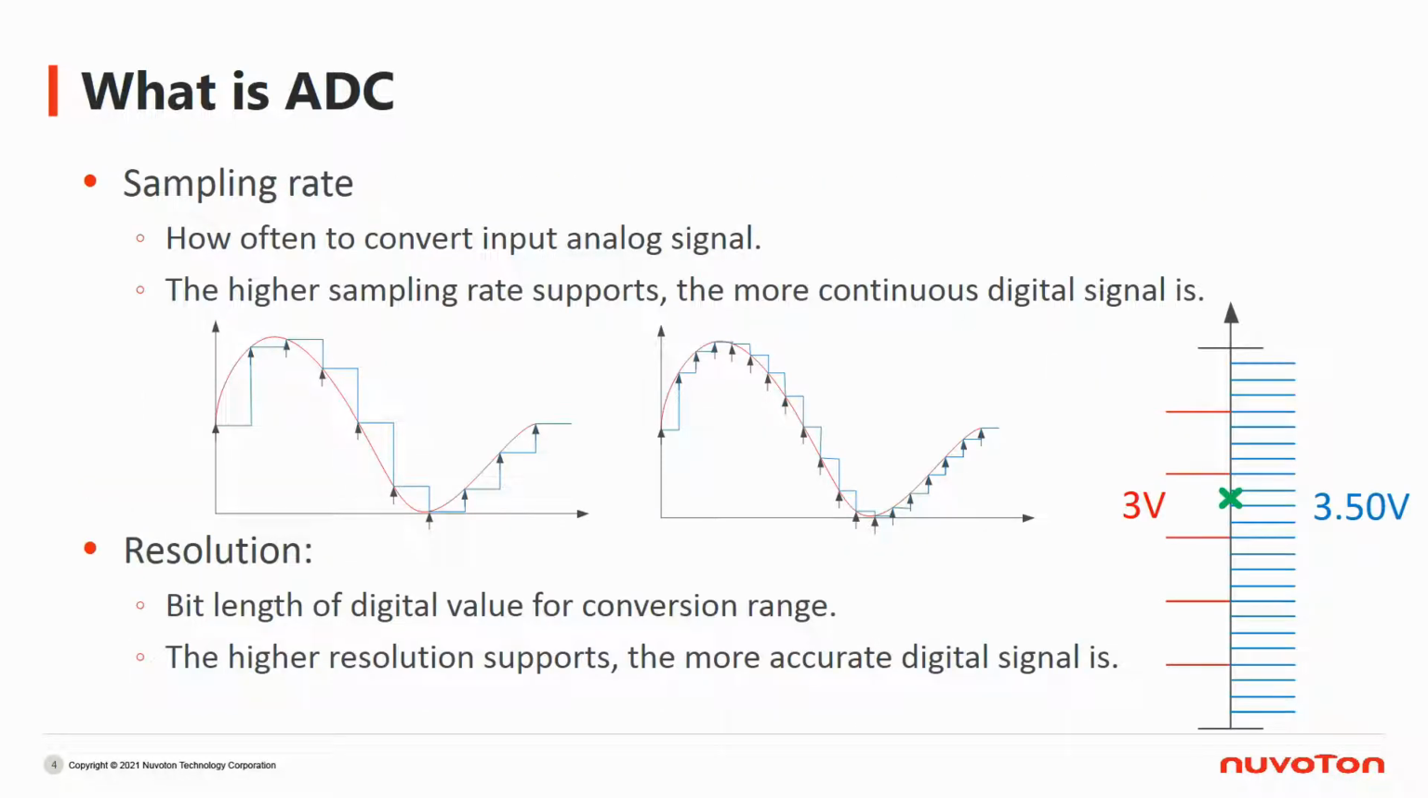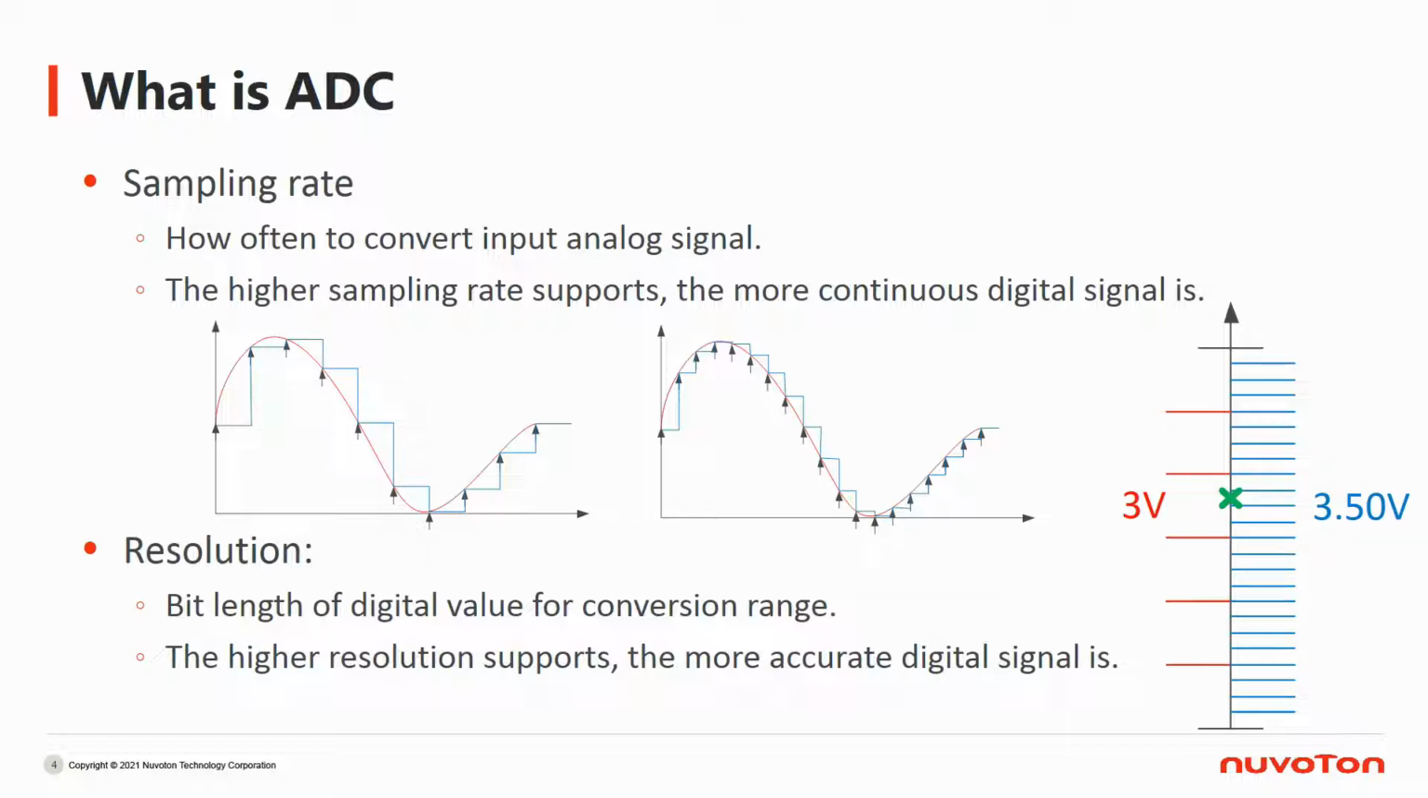By the example above, you could know that the frequency to sample an analog signal is important. It is one of the parameters of ADC. We call it the sampling rate, which means how often to convert the input analog signal. As we mentioned before, the higher the sampling rate, the more continuous the digital signal would be.